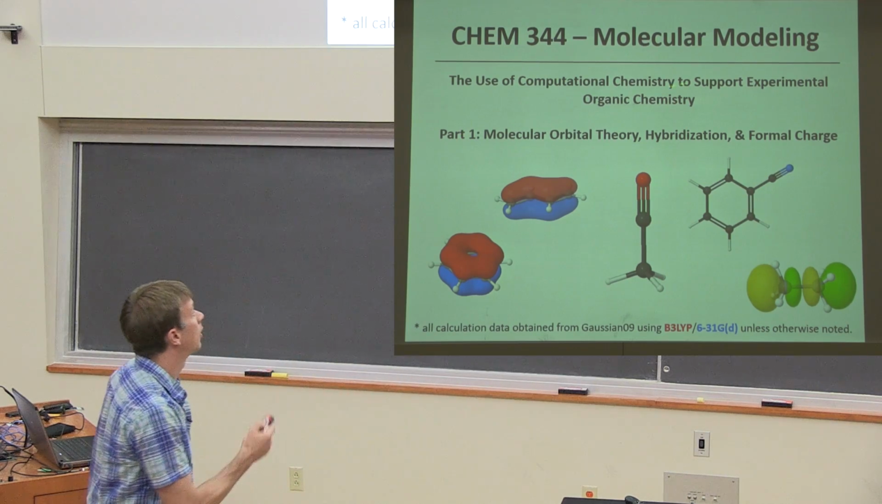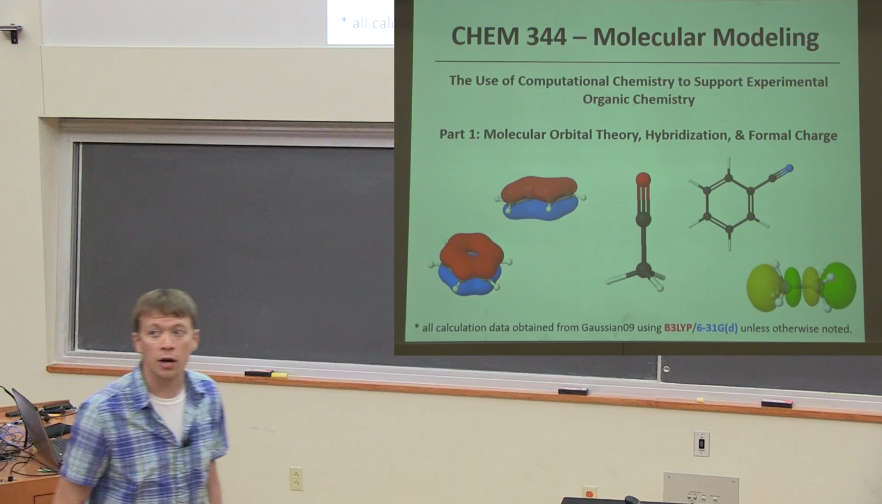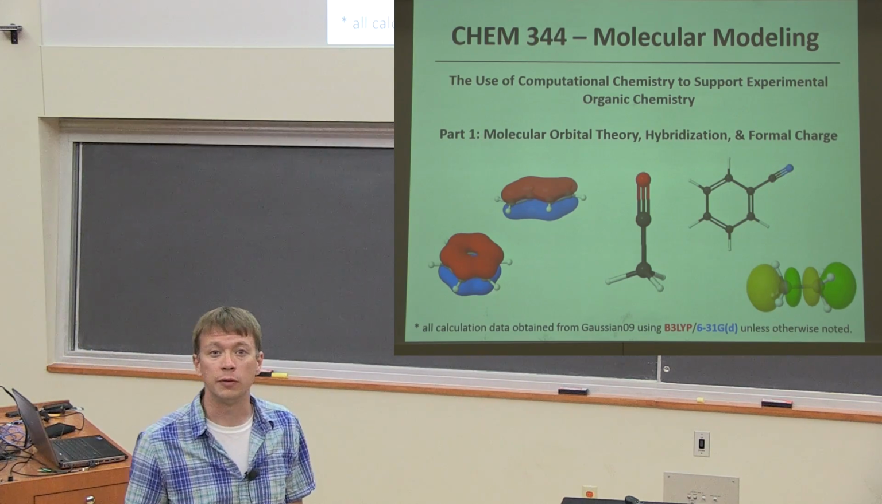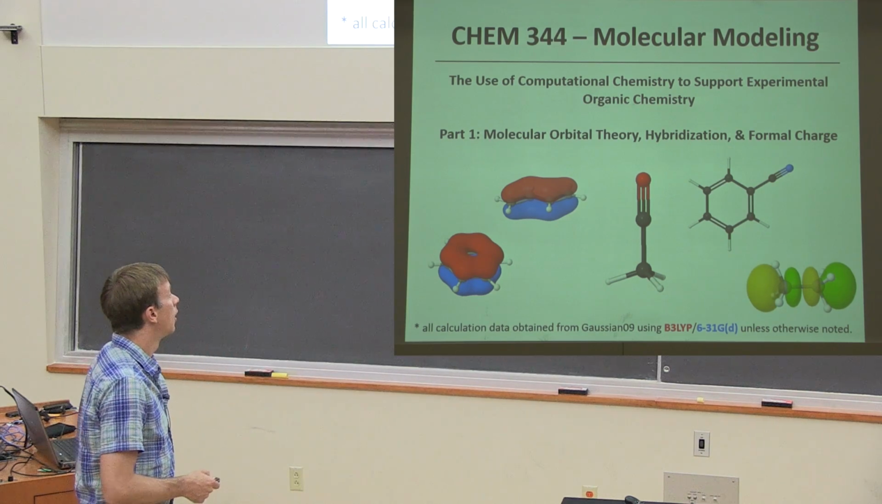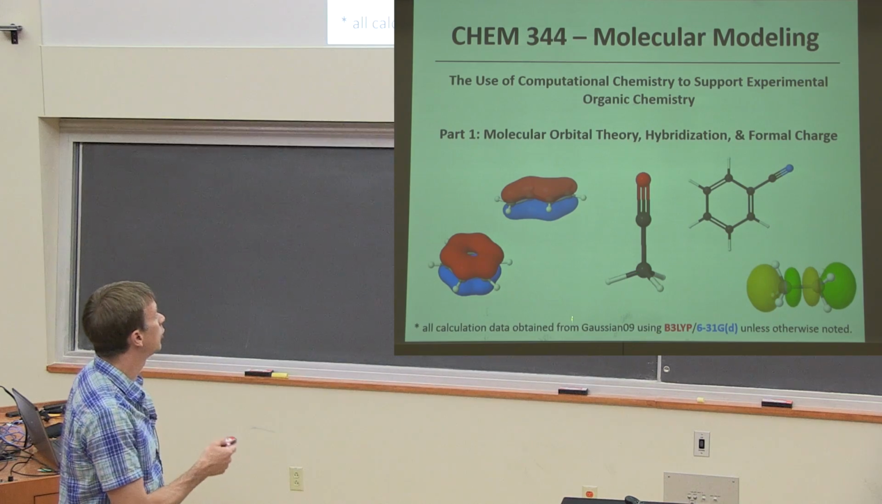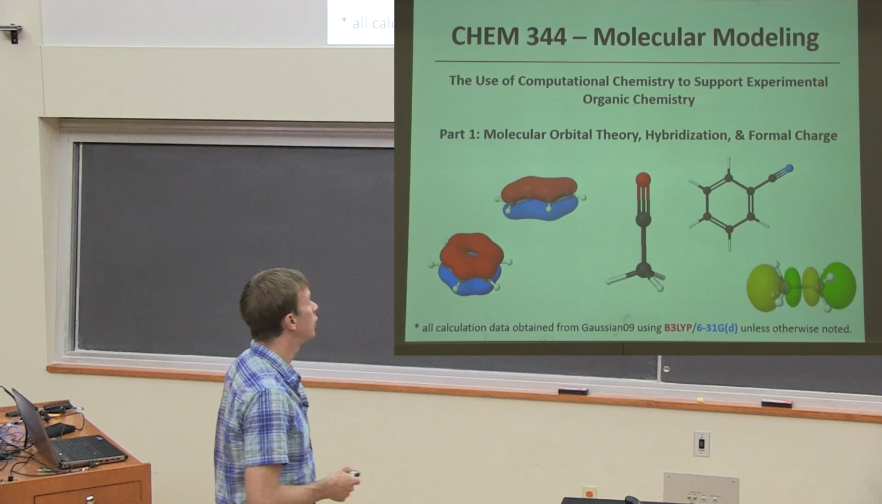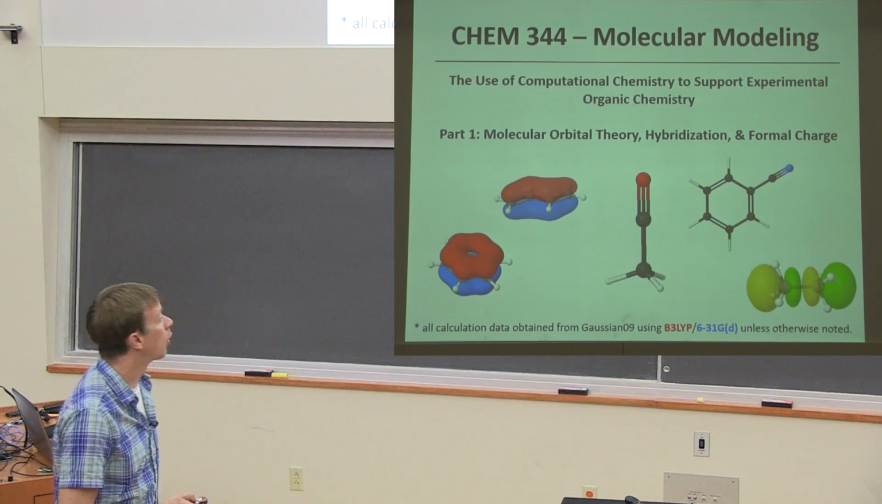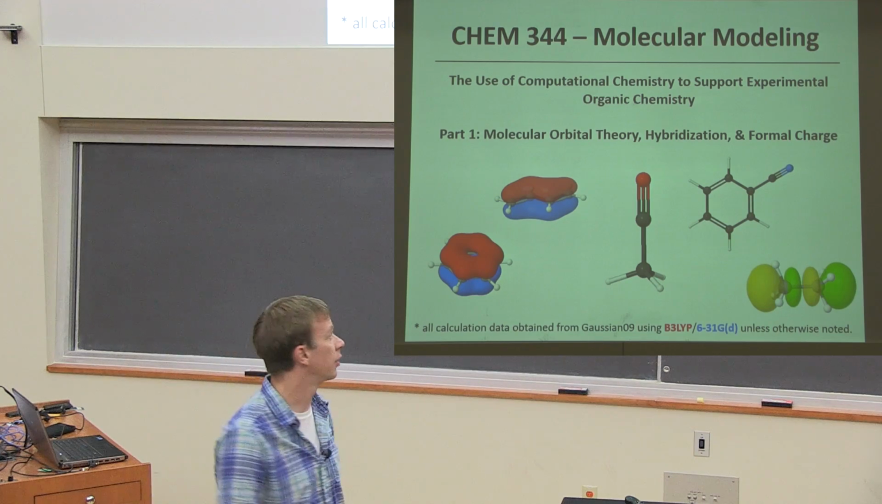This particular lecture is going to look at molecular orbital theory. It's going to spend some time talking about hybridization, and we're going to take an in-depth look at formal charge and how all of these things can be viewed and understood in the context of molecular modeling. All the calculations I'm going to show you are using a program called Gaussian 09, using an interface called WebMO, which is a front end that works with Gaussian 09 to perform these calculations.